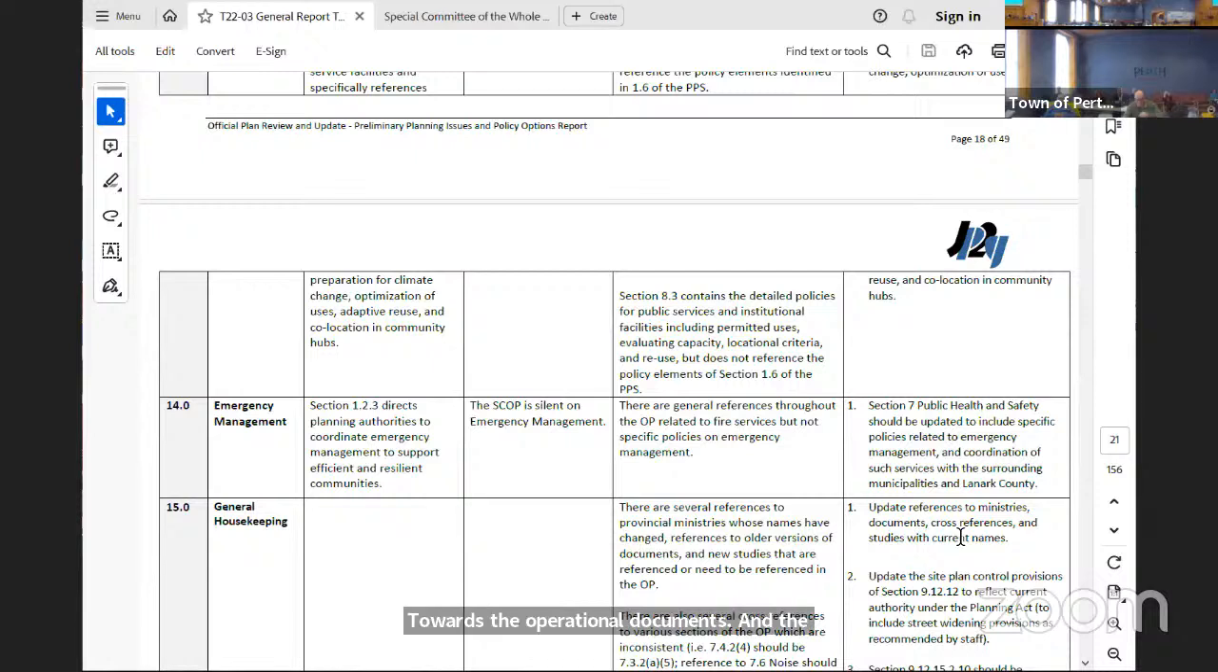And the last question I have, and I'm not sure if this falls under transportation or housing, and intensification.